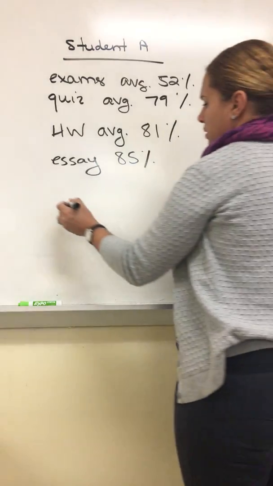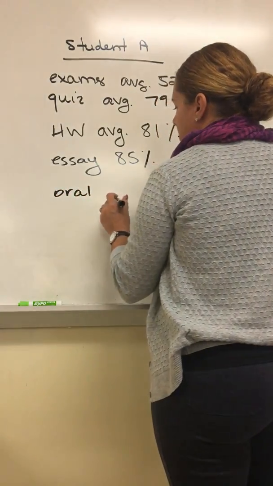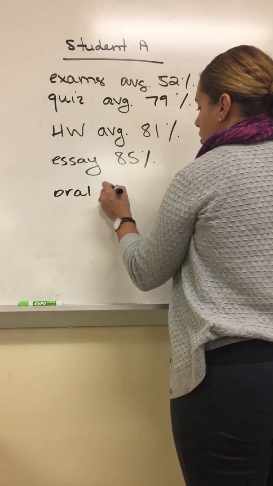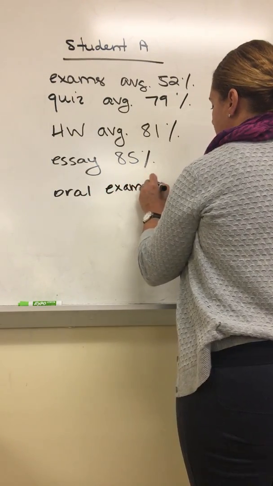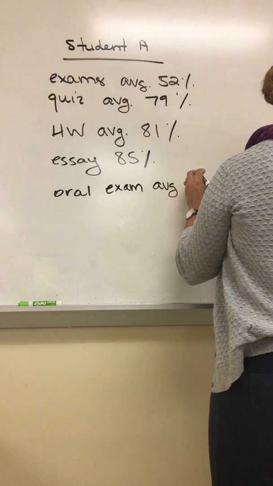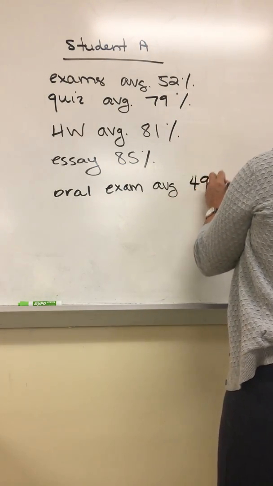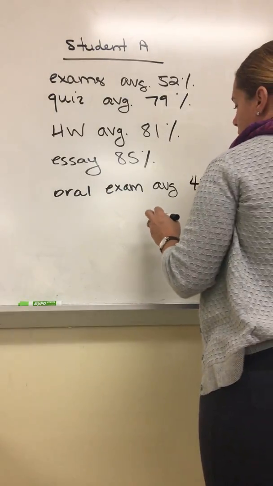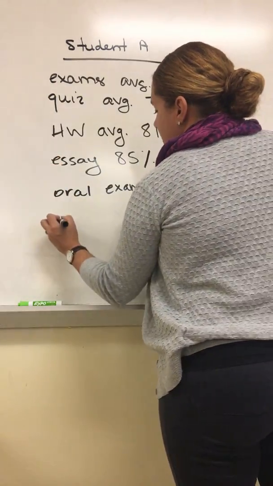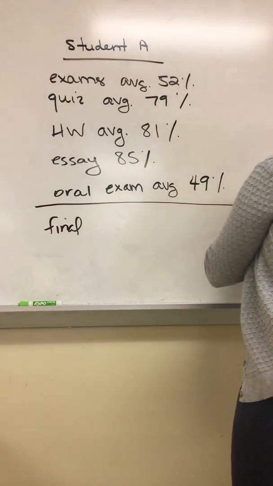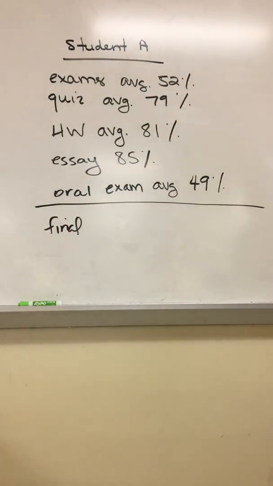And they haven't been doing too good on their oral exams. Maybe they've missed a couple, or maybe they just haven't done too good on them. So oral exam average, let's say they get, I don't know, a 49. And then the only thing we're missing here is the final. So you want to know what you have to do. This is at the end of the term. You want to know what you got to make on that final to see if you have a fighting chance or not.